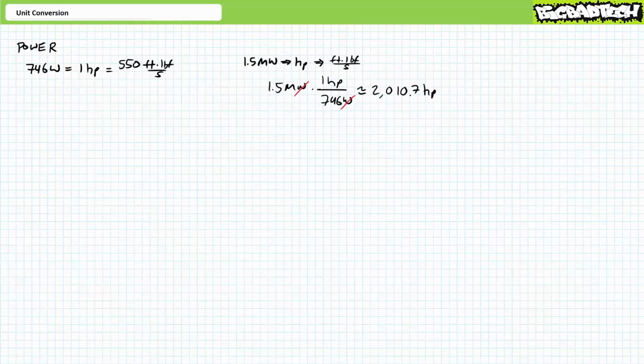The unit we want, horsepower, is on top. Units of watts cancel out. We're left with roughly 2010.7 horsepower. We're next asked to convert 1.5 megawatts to an equivalent amount of foot-pounds force per second. Let's do a single-step conversion bypassing the horsepower intermediary. The unit we want, foot-pounds force per second, is on top. The unit we don't want, watts, is on the bottom. Units of watts cancel out. 1.5 megawatts times 550 foot-pounds force per second divided by 746 watts yields 1,105,898.1 foot-pounds force per second. Again, foot-pounds force per second do not use engineering prefixes, so you're stuck with this rather large ungainly number.